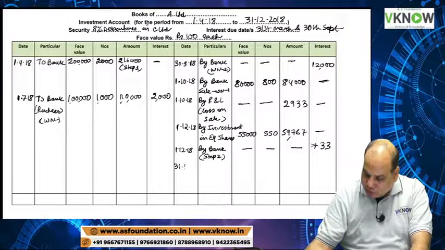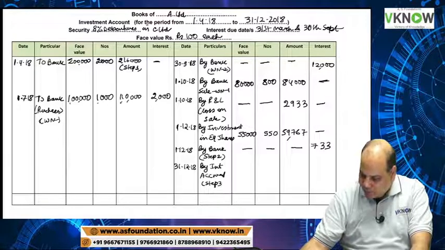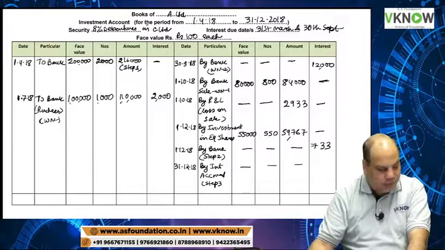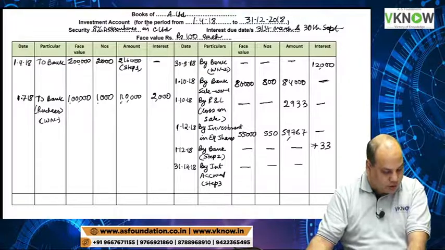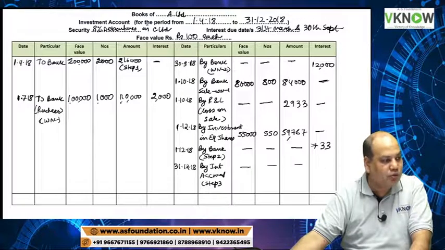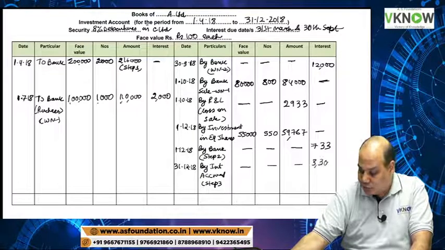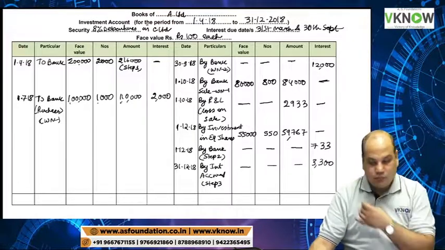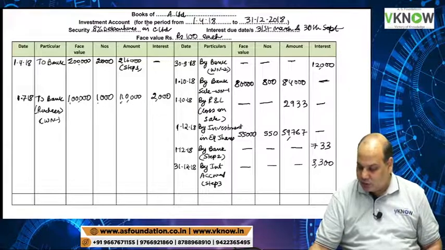Now we'll go to 31st December 18. By interest accrued. Step 3, go and check step 3. Interest accrued for 3 months. 3,300 is right.